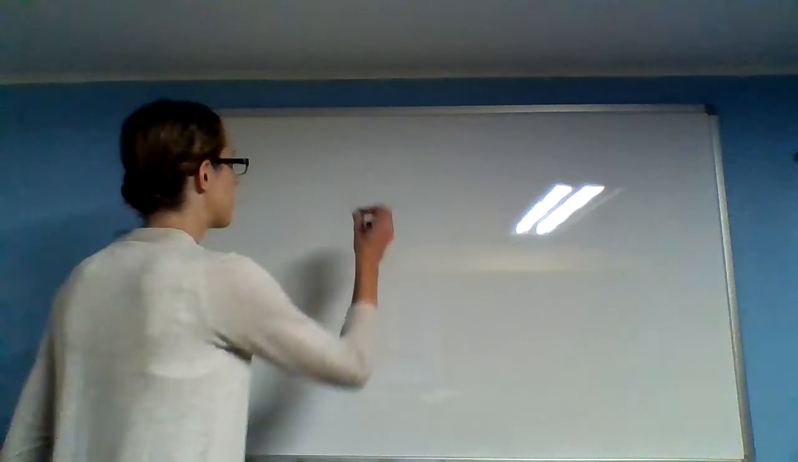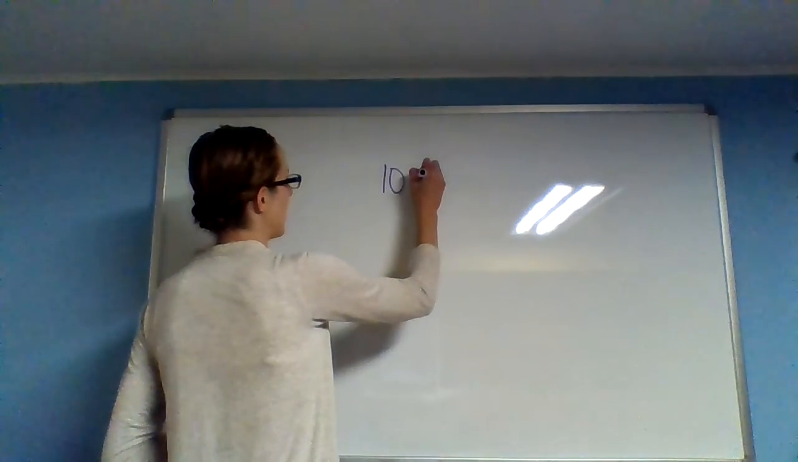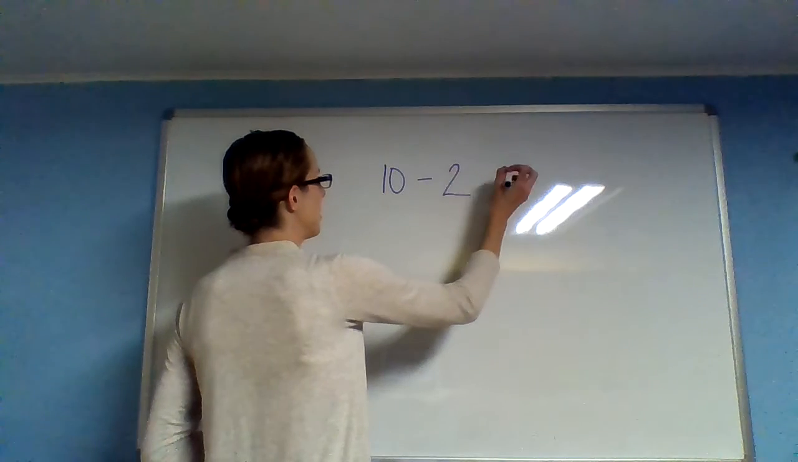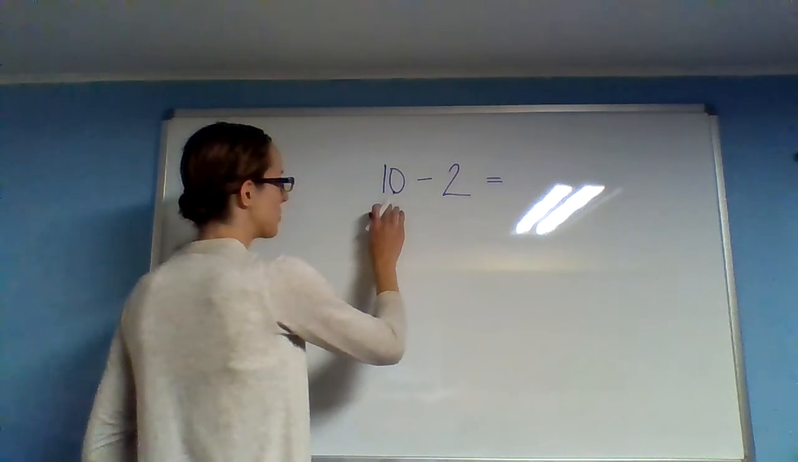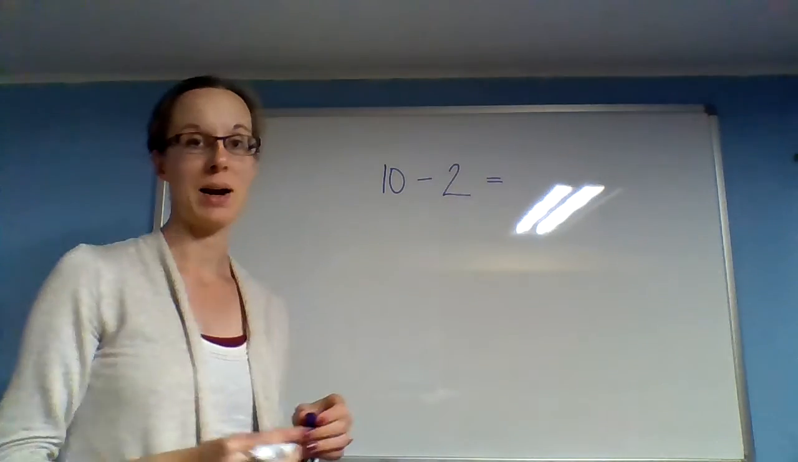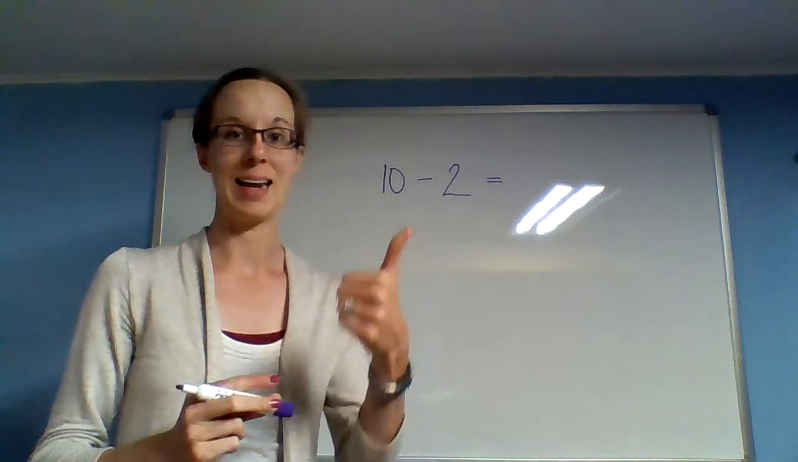Yesterday we practiced adding up to 10 and up to 20. Today we're going to practice the opposite of adding, which is subtracting. Subtracting is when we take away from a bigger number and then we end up with a smaller number. So if I started with 10 and I take away 2, instead of counting up from 10, now I need to count backwards. So 10, 9, 8.